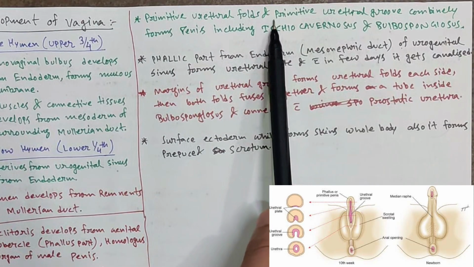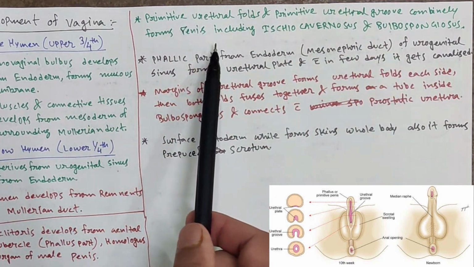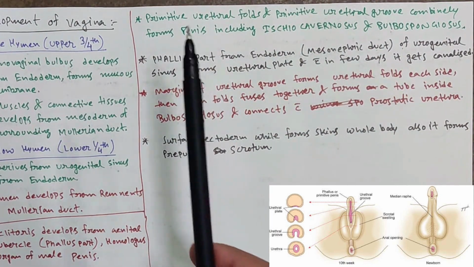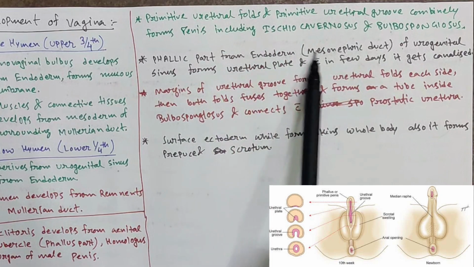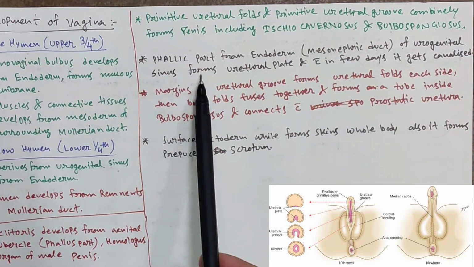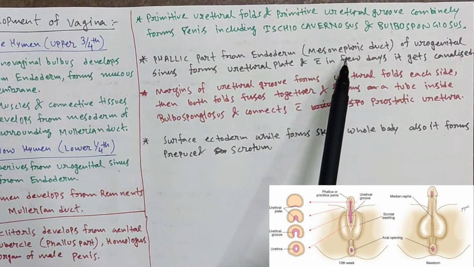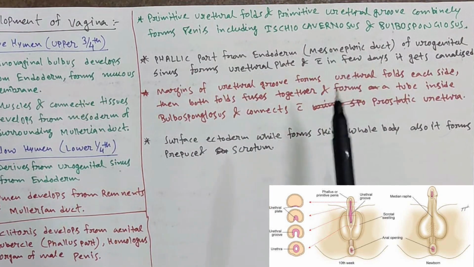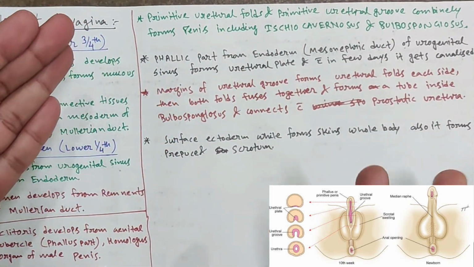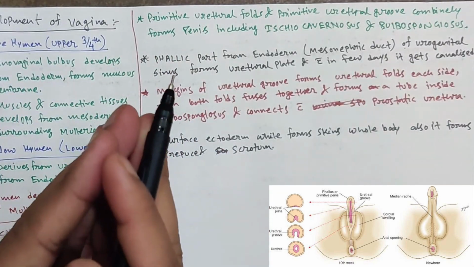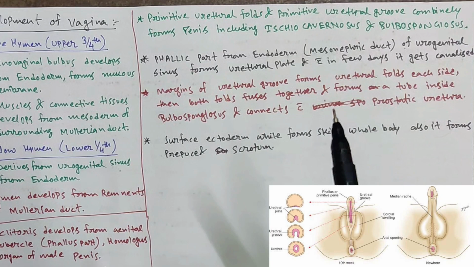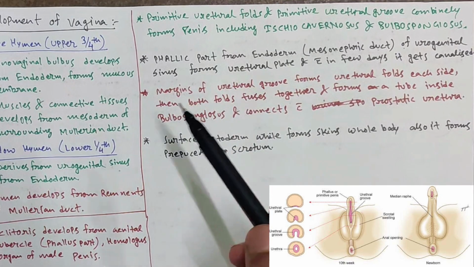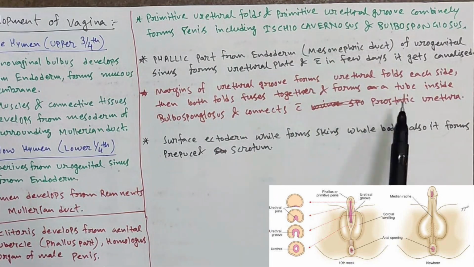Primitive urethral folds and primitive urethral groove combinedly form the penis in male, including the ischiocavernosus muscle and bulbospongiosus muscle. Okay. Now, the phallic part from the endoderm, which surrounds the mesonephric duct of the urogenital sinus, forms a urethral plate, and within a few days this urethral plate gets canalized. Okay. The margin of the urethral groove forms the urethral folds, each side, right side, left side, and both folds ultimately fuse together. It forms a tube-like structure. Inside the bulbospongiosus muscle, it ultimately forms the spongy urethra or the penile urethra, and this spongy urethra connects with the prostatic urethra.